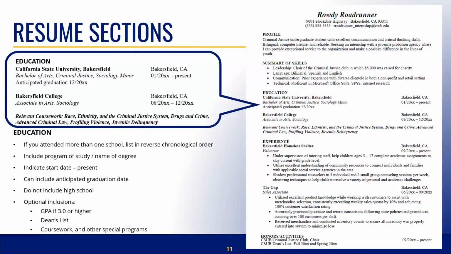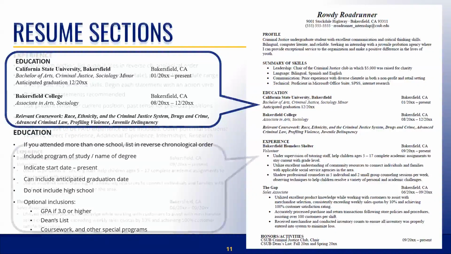Now, if you notice, high school information is not listed in the education section. The reason for this is because the student is already a college student. It tells the reader that they have satisfied that requirement. Other information that can be listed in the education section can include your GPA, if it is higher than a 3.0, Dean's List, or relevant coursework you have taken.